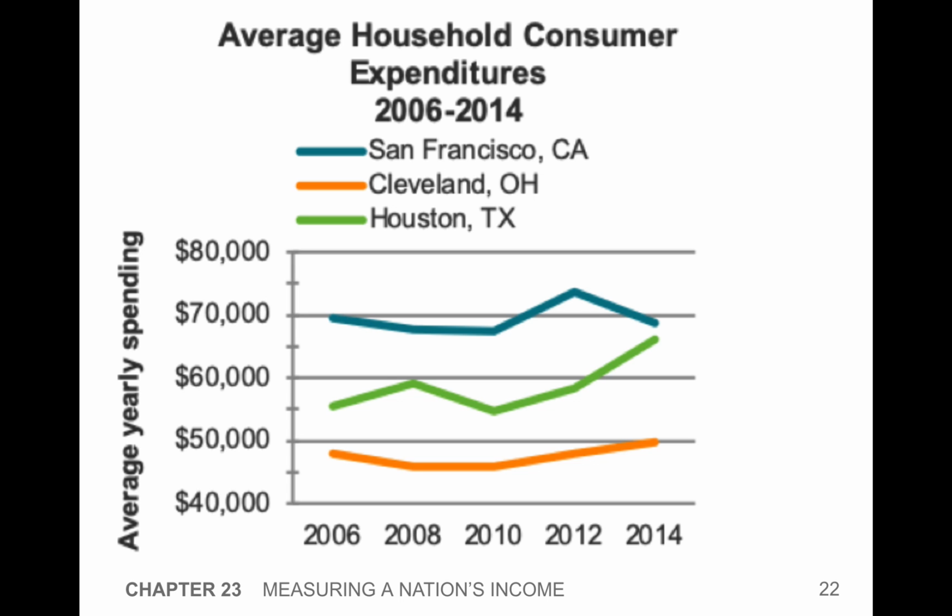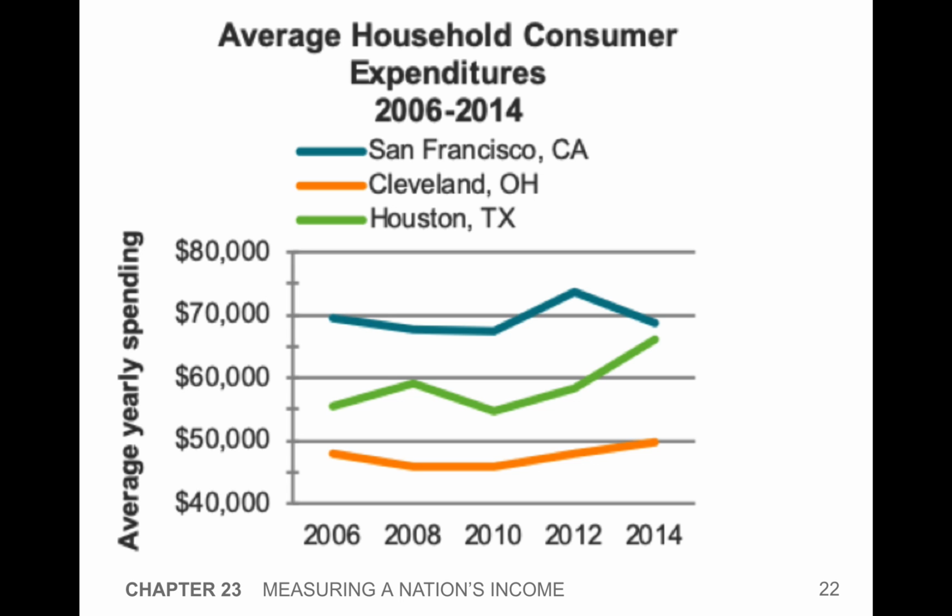So here it says this is average household consumer spending. So consumers in these three cities from 2006 to 2014. One of the things you can see here is that households in San Francisco tend to spend more than households in Houston or Cleveland. You could also say something like consumers in Houston tend to spend more than people in Cleveland. You can also say that in Houston, spending has gone up.